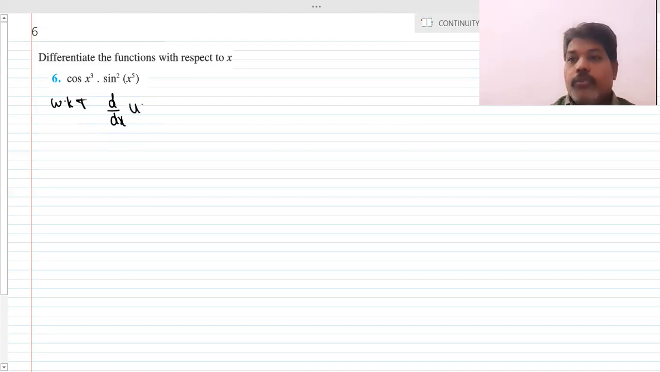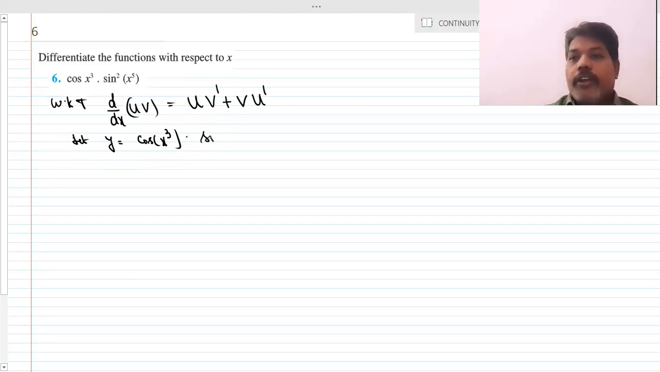Derivative of uv. So what is the derivative of uv? First u into v dash plus v into u dash. So here, first I will take this one: y is equal to cos of x cube into sine square of x power 5.